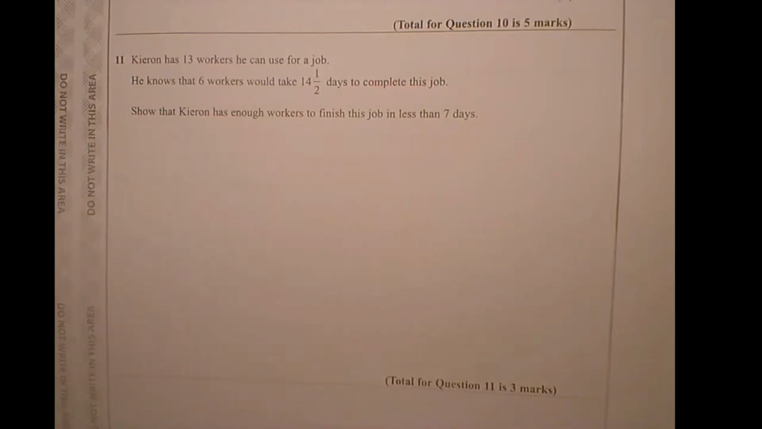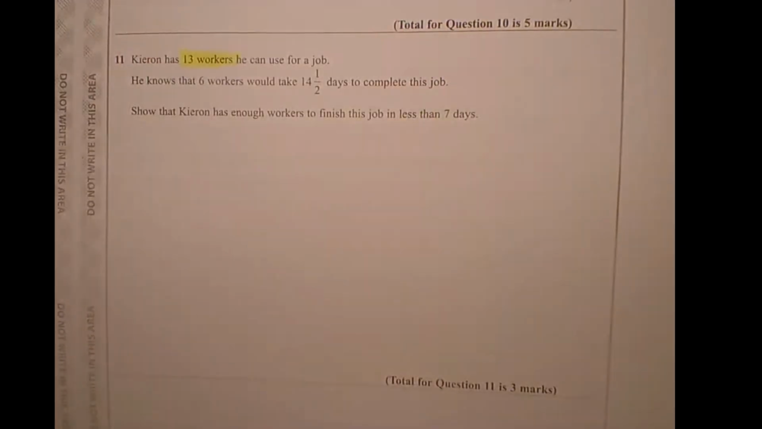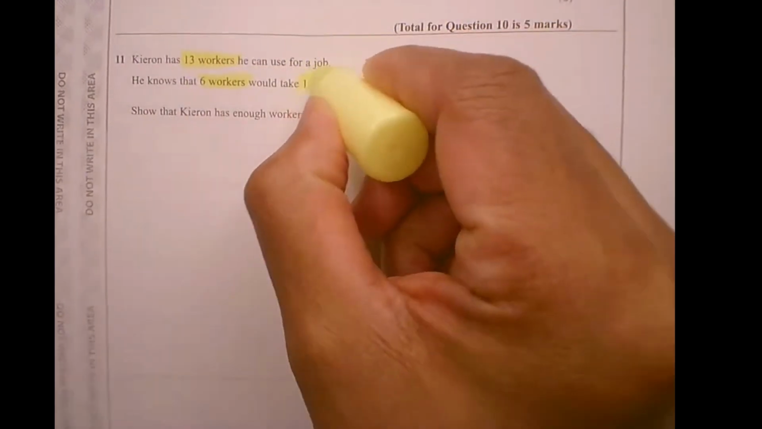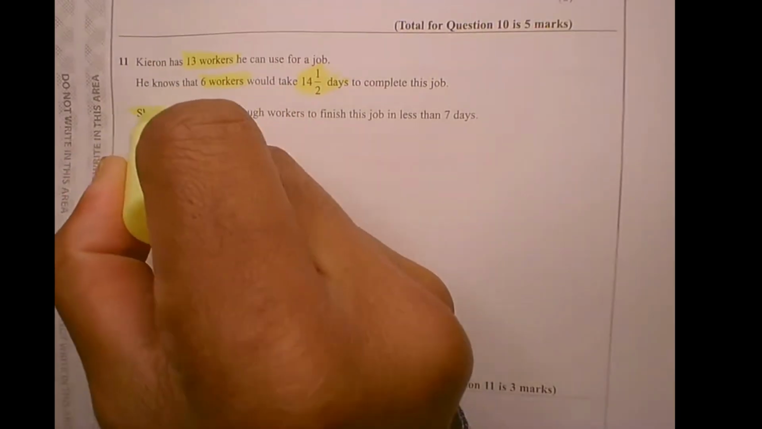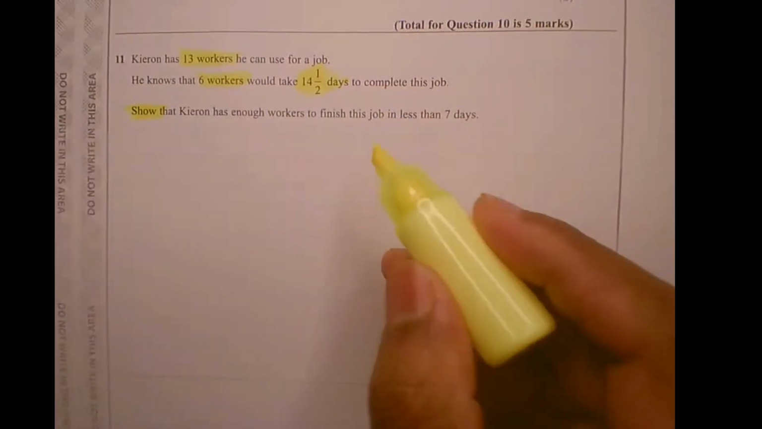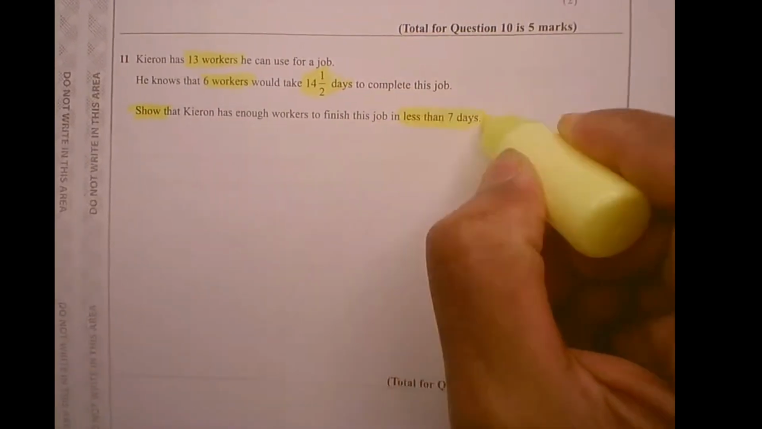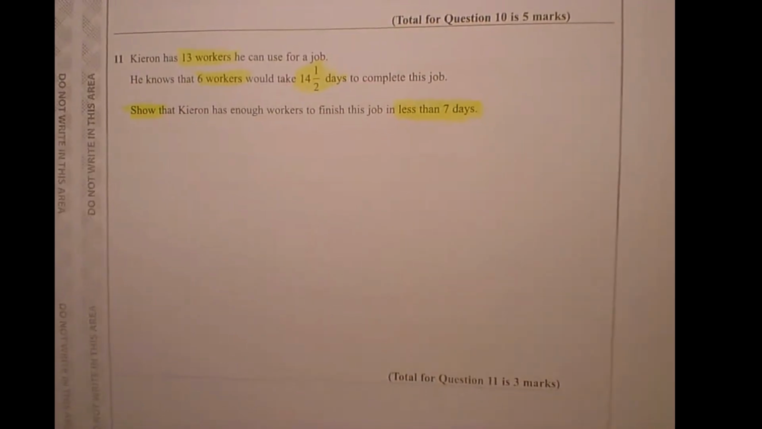So if I think about this question, let me highlight the first keywords, first of all. Kieran's got 13 workers. 6 workers take 14.5 days. Show. So they're actually telling me that Kieran has enough workers to finish the job in less than 7 days. So they've kind of given me a hint. They've told me it's going to be less than 7 days. I need to show that. So the answer is less than 7.